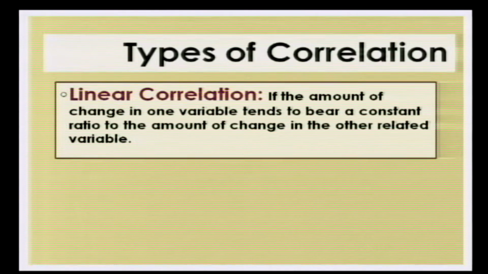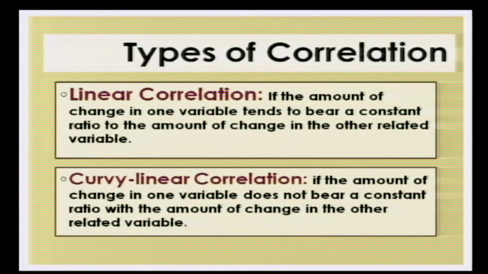Another type of classification for the correlation is linear correlation and non-linear correlation. What do you mean by linear correlation? Linear correlation means if the amount of change in one variable tends to bear a constant ratio to the amount of change in another variable. If change in one variable brings a constant change in another variable, this is called linear correlation. Means either it is increasing linearly or it is decreasing linearly, but the change is always linear, right?